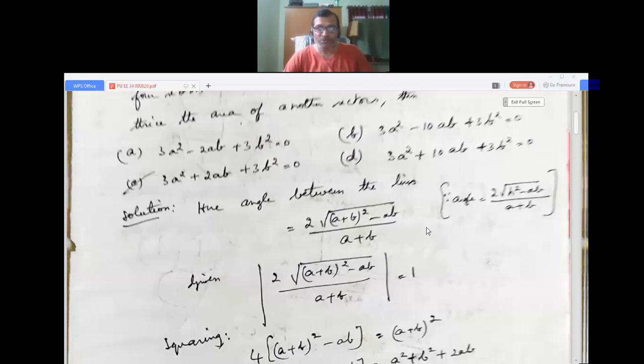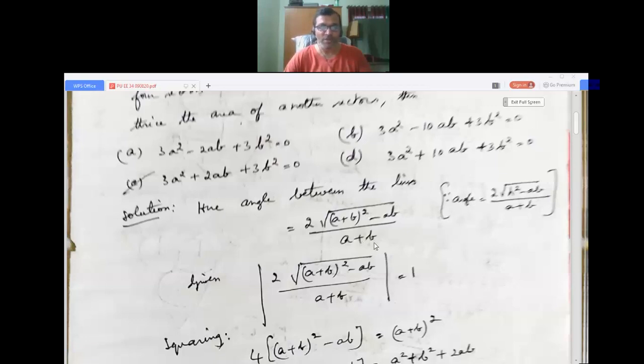The angle between the pair of straight lines is given by 2 into square root of h squared minus ab divided by a plus b, where the pair of straight lines is ax squared plus 2hxy plus by squared equals 0. Here, the angle between the lines is given by 2 into square root of (a plus b) whole squared minus ab divided by a plus b.